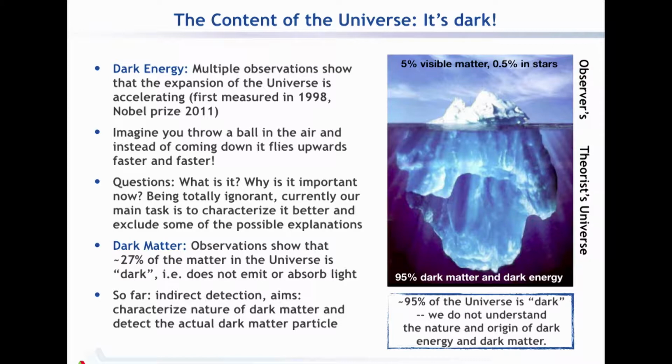So what is the content of the universe? By measuring these maps and interpreting these maps, we have learned actually quite a bit. What we have learned is that 95% of the universe is dark. What do I mean by that? I mean that it has a dark energy component, so the matter energy content of the universe. Roughly 70% is in something we call dark energy. It was measured first in 1998 and got the Nobel Prize in 2011.